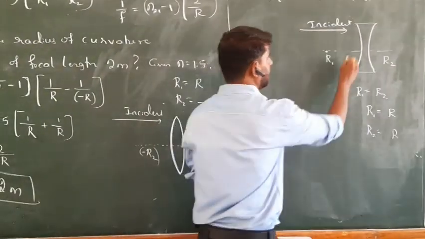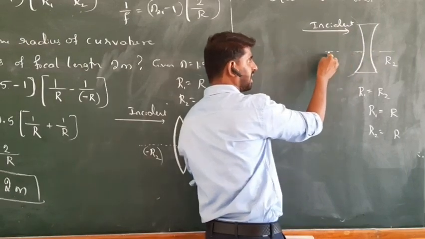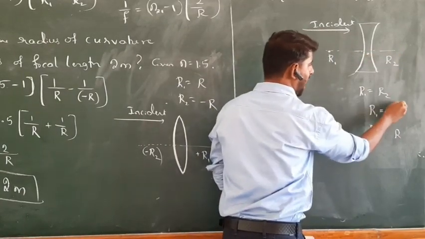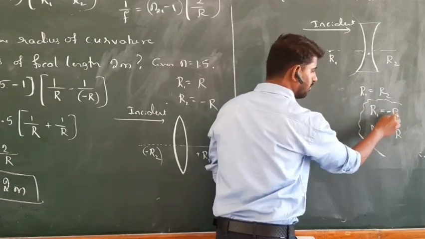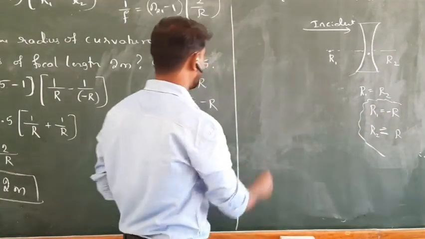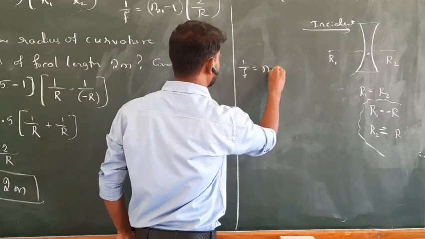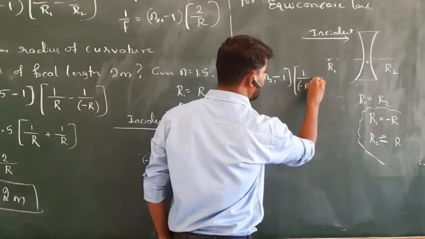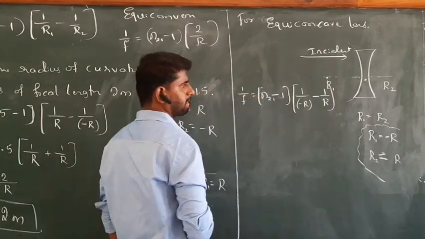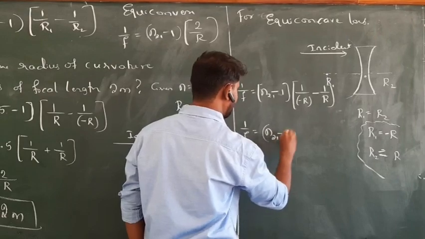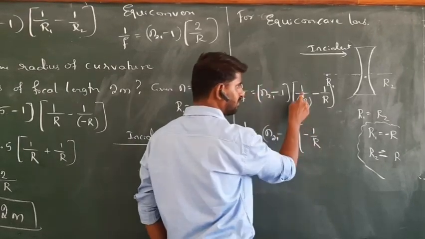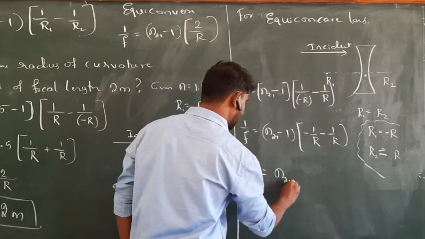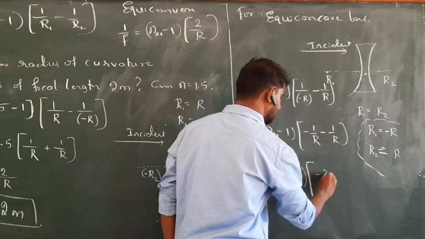What are the sign conventions? Relative to the incident ray, R1 is measured opposite, so it is negative. R2 is measured along the ray, so it is positive. So R1 is minus R, R2 is plus R, both of the same magnitude R. The equation 1 by F equals (n2/n1 minus 1) into 1 by R1 minus 1 by R2, which is minus 1 by R minus 1 by R, so this is minus 2 by R.